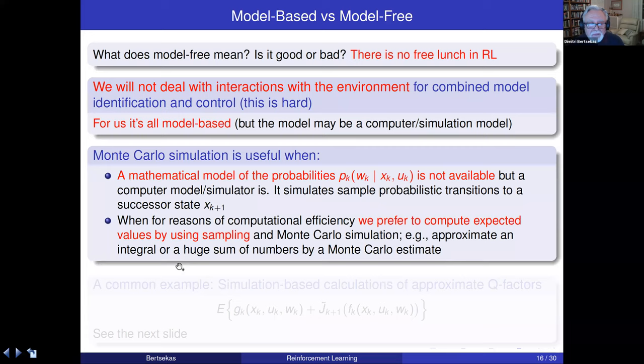For example, a trivial example, if you have a huge sum of numbers to compute, it may be very difficult to do. Okay, a sum of an astronomical number of quantities. It may be easier to use a Monte Carlo simulation and replace the sum with a Monte Carlo estimate. Similarly, people use Monte Carlo simulation to approximate integrals, which are, okay, infinite sums of numbers. So there are situations in reinforcement learning where both types of need for a simulator arise.